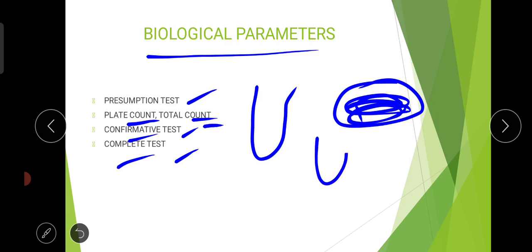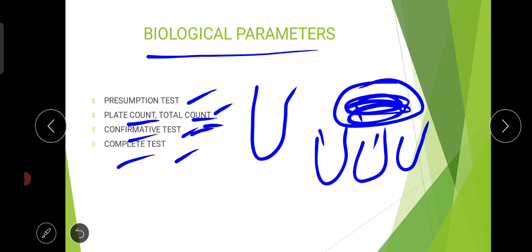Total count means here also the test tubes are taken with lactose broth, and different quantities of water samples, like 10 ml, 5 ml, 2 ml, are to be inoculated in this lactose broth. Observe the formation of gas bubbles, which gives you the total count. Okay, so this is about the presumptive test.